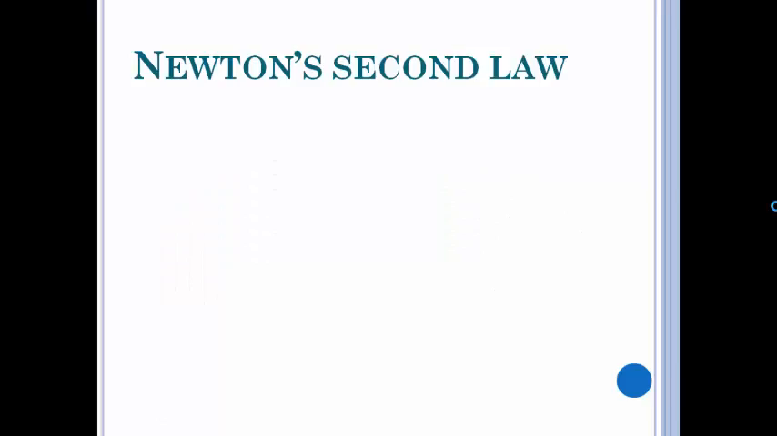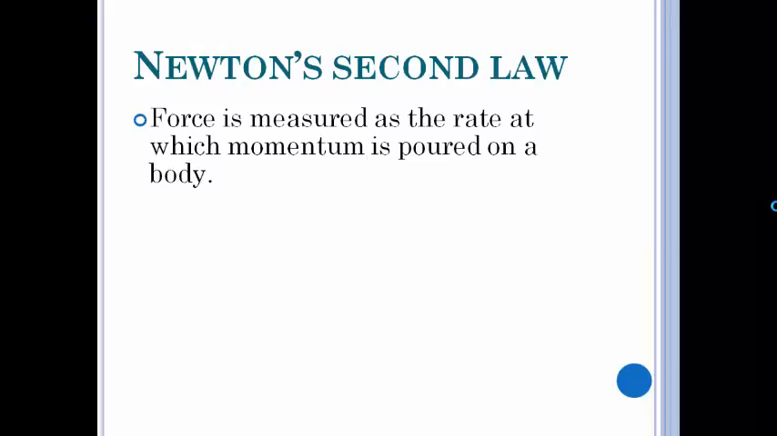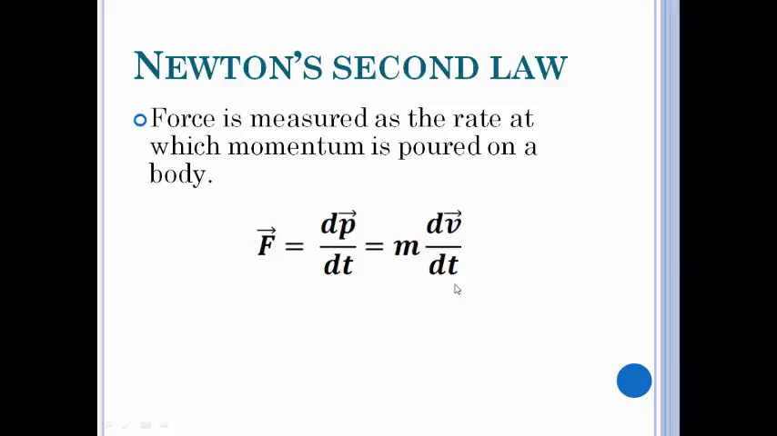So now the statement for Newton's second law. Force is measured as the rate at which momentum is imparted on a body. So mathematically it is represented as force equals dp by dt, rate of change of momentum. So that will be mass into dv by dt, as the mass of the given object is constant. Rate of change of velocity is nothing but acceleration, hence force equals mass into acceleration. This is the mathematical representation of Newton's second law.